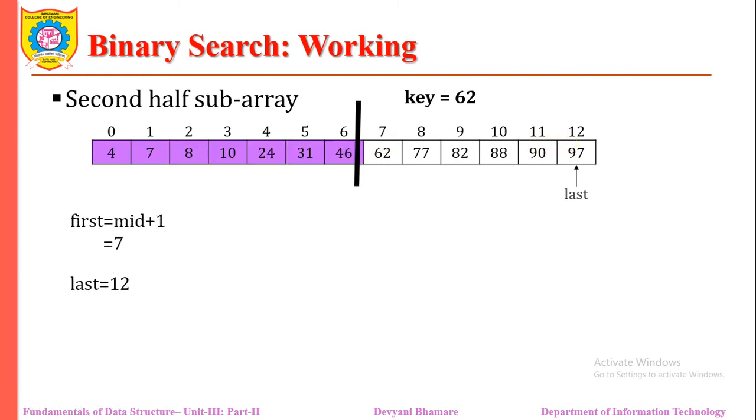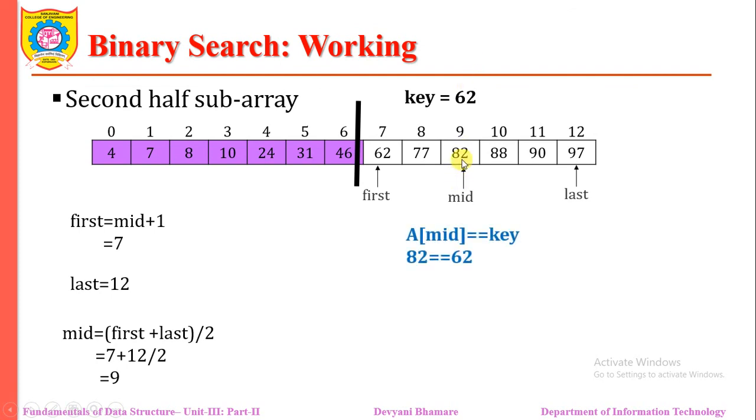Right? So our first counter is changed. That is, first is equal to mid plus 1. Again we need to compute mid. So the first is 7 and the last is 12, divided by 2, means 9. So we are getting mid is 82. Again we are comparing 62 with A of mid.